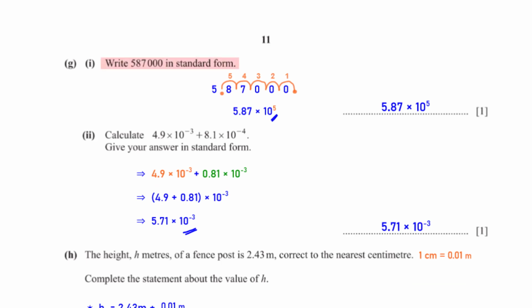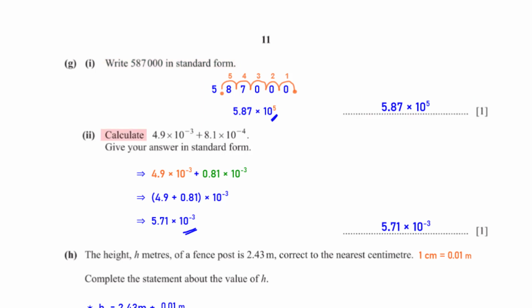Write 587,000 in standard form. To write this number in standard form, we move the decimal point from the end of the number to a position after the first non-zero digit, which is 5. So we have 5.87. Since we move the decimal point 5 units to the left, we multiply 5.87 by 10 raised to the power 5.